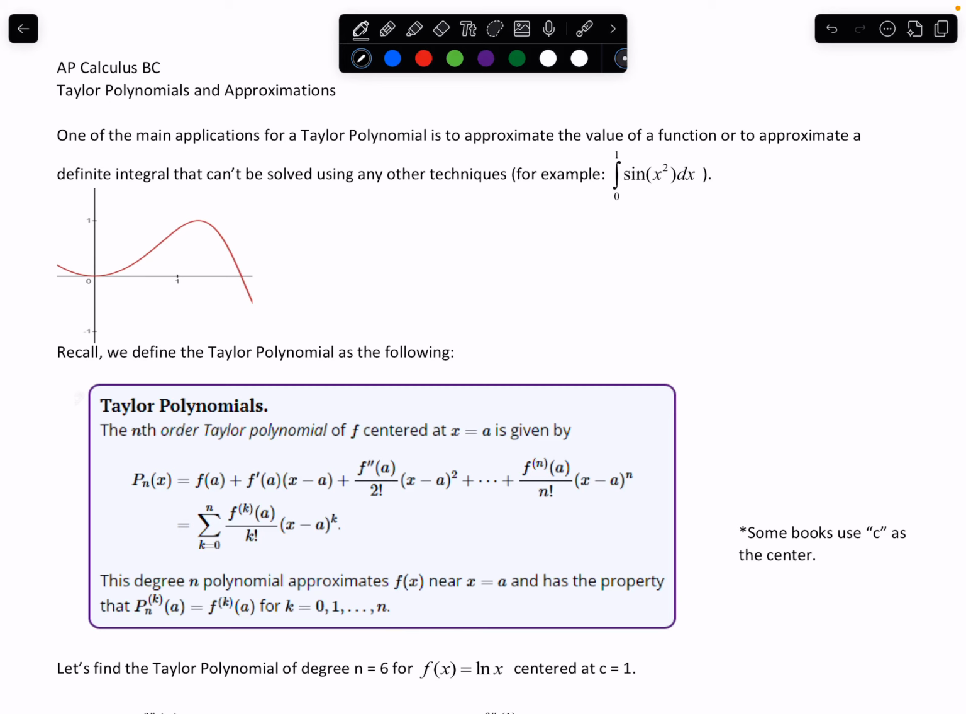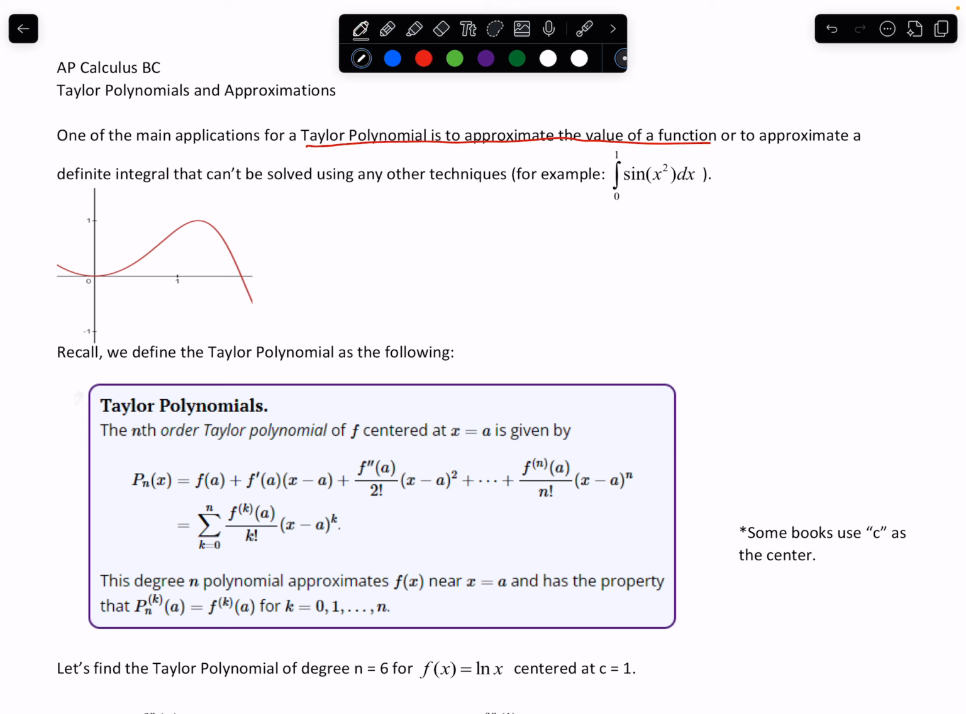Hello, welcome back. We're going to continue our discussion from my previous video about Taylor polynomials. Recall what a Taylor polynomial does from yesterday: we said that a Taylor polynomial can be used to approximate the value of a function for us. And what's a really neat application of it is that we can also use a Taylor polynomial to approximate an integral that can't be solved any other way.